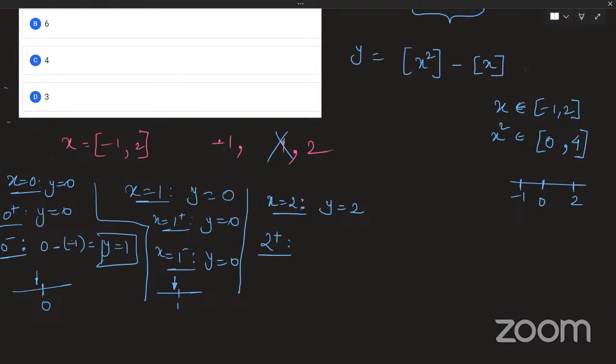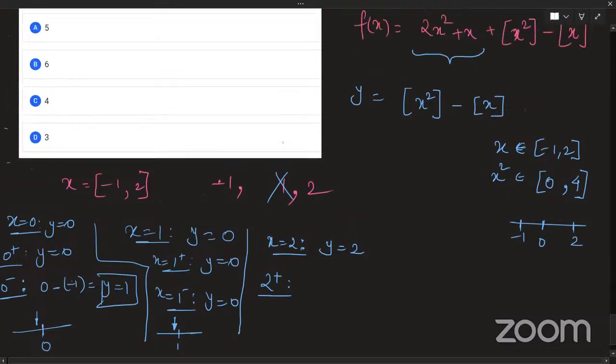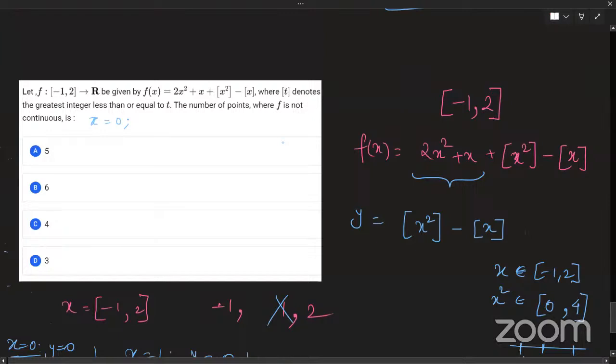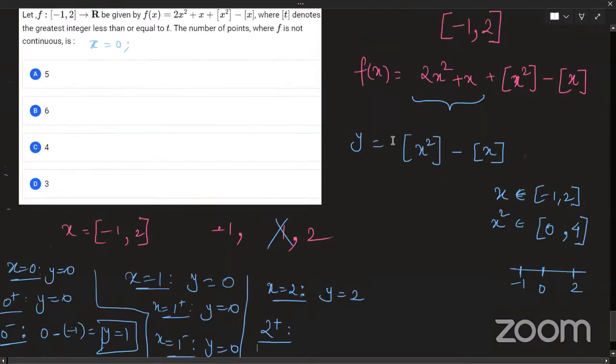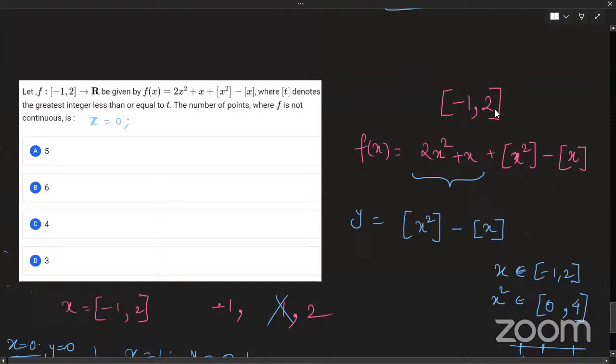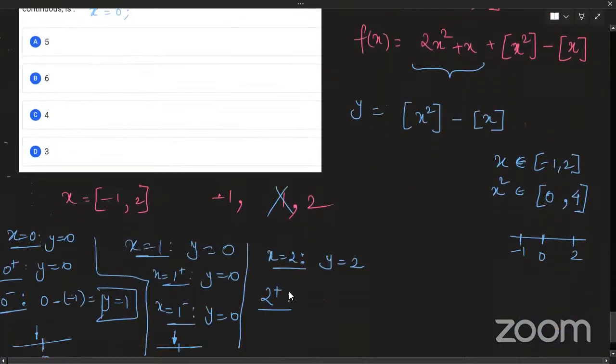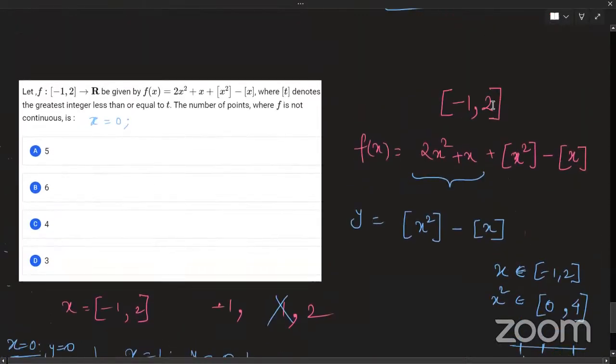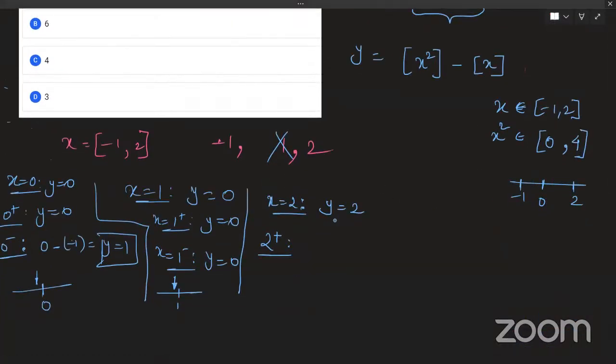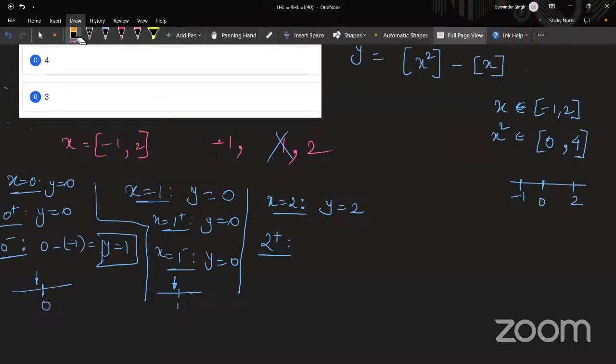First of all, I know many of you will make this error. Is 2 plus included in my domain? No, 2 plus means a number that's greater than 2. Do you all agree? My domain is ending at x is equal to 2. My domain ends at x is equal to 2. So I can't check for 2 plus. It makes no logic for me to check at 2 plus.